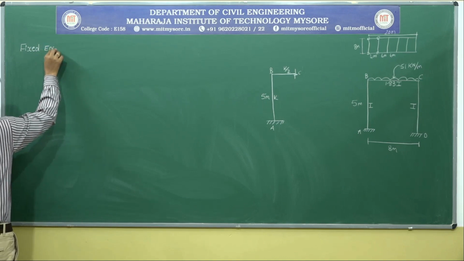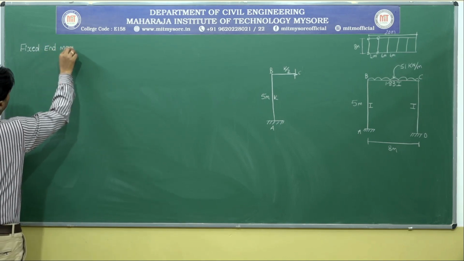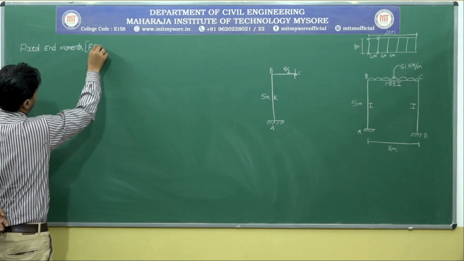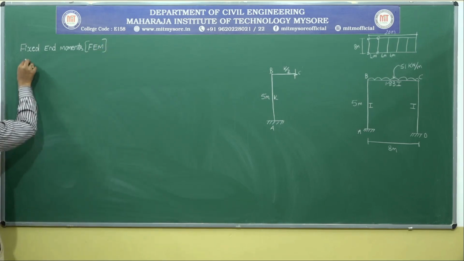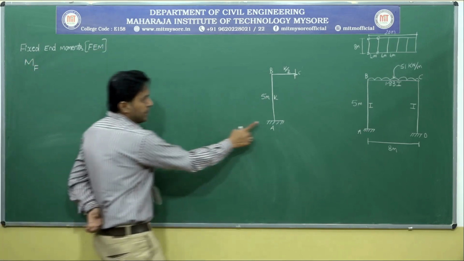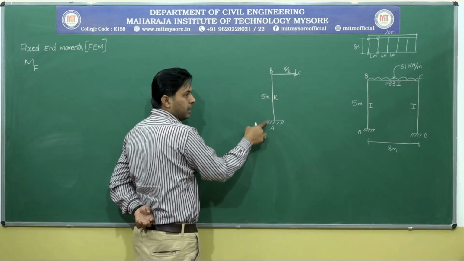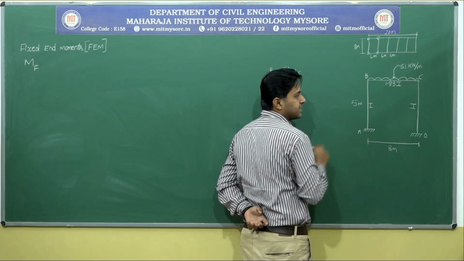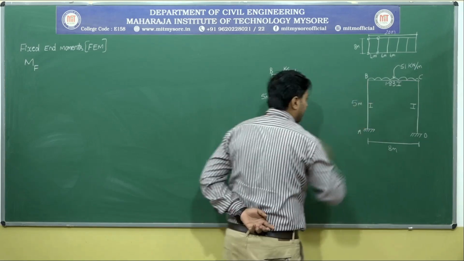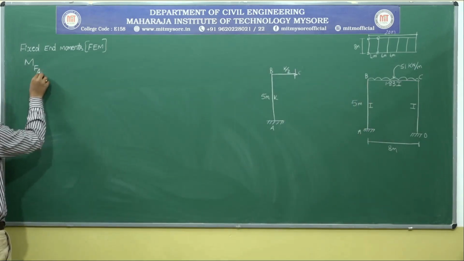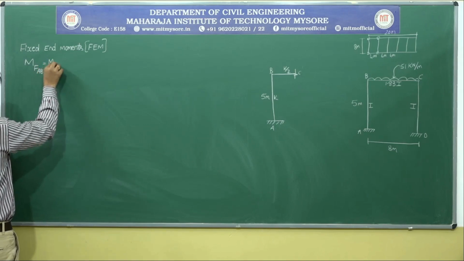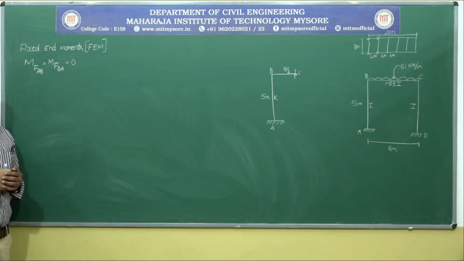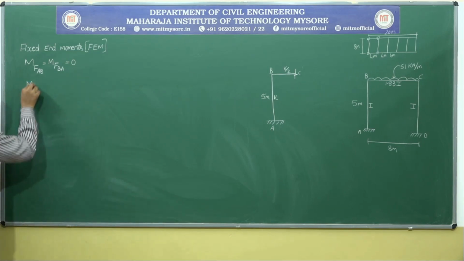So fixed end moments, FEM. I think while doing the structural analysis, you people remember this. Fixed end moments. So MF of AB and BC is 0. What is the reason? Observe here. MF of AB, MF of BA, both are 0. The reason is there is no load acting. Therefore, MF of AB is equal to MF of BA. Both are equal to 0.